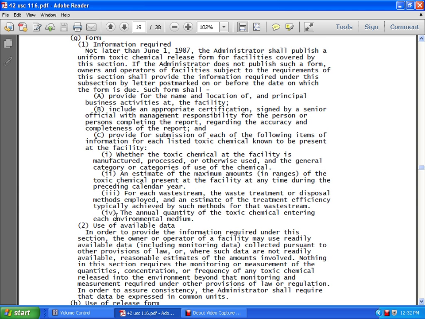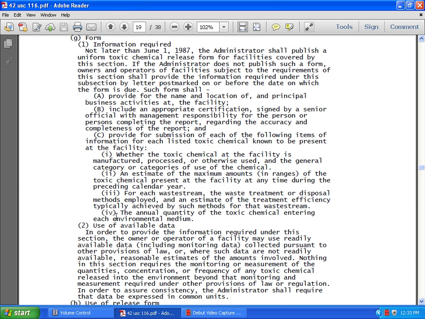2. Use of available data. In order to provide the information required under this section, the owner and operator of the facility may use readily available data, including monitoring data, collected pursuant to other provisions of law, or, where such data are not readily available, reasonable estimates of the amounts involved. Nothing in this section requires the monitoring or measurement of the quantity, concentration, or frequency of toxic chemicals released into the environment beyond the monitoring and measurements required under other provisions of law and regulations.